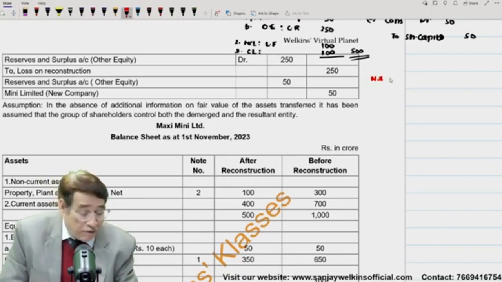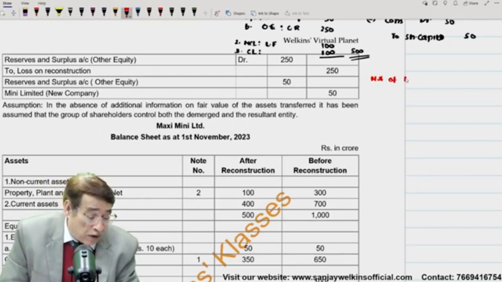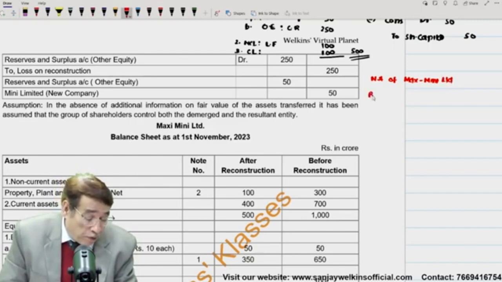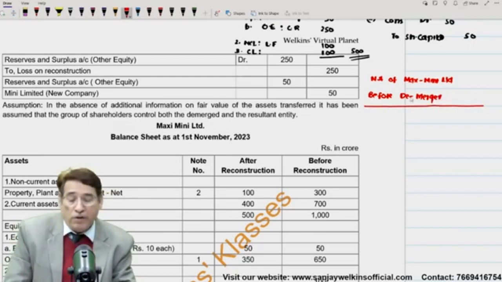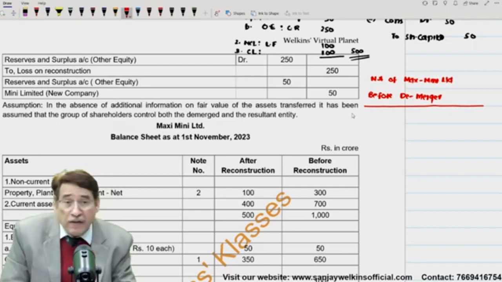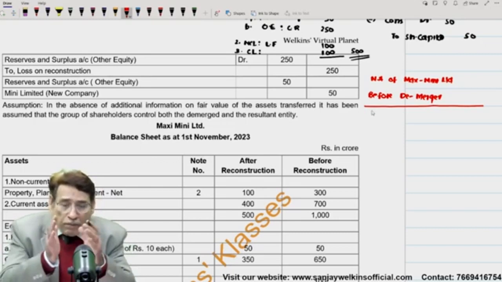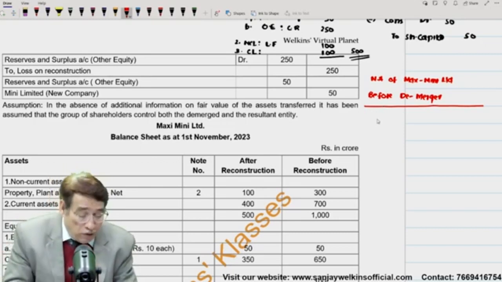Suppose I ask you the net assets of Maxi Mini Limited before demerger, that means before it sold off its division. How will you tell me the net assets of this division? You will simply look into the column of the total and figure out the assets, correct, in order to find out the net assets.